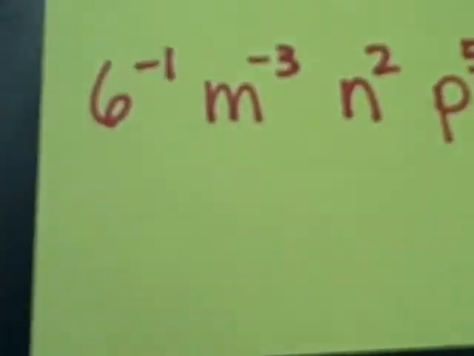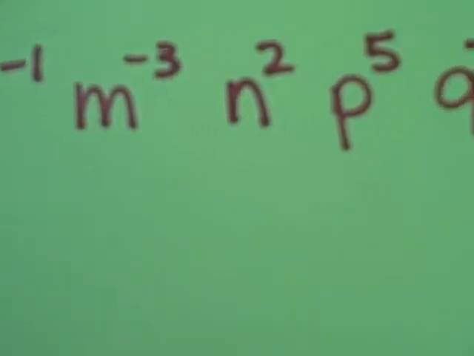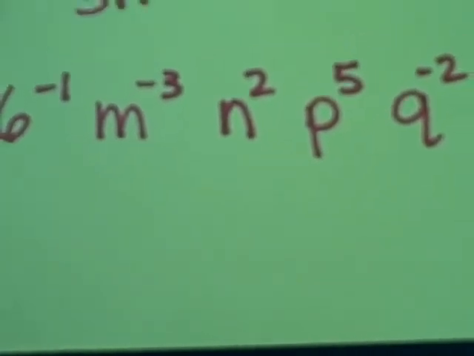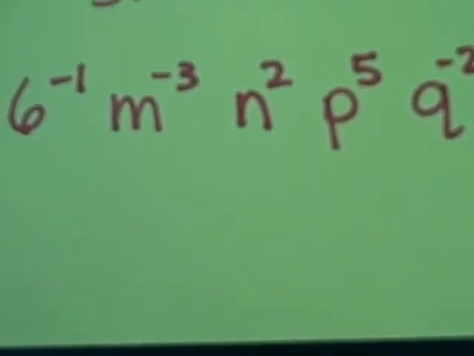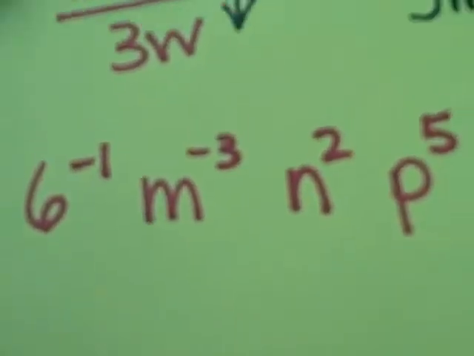All right, so the try this problem for station number 2 is 6 to the negative 1st, m to the negative 3, n squared, p to the 5th, q to the negative 2. What you're going to do is work this out with your group and see if you get it right. Hit pause.